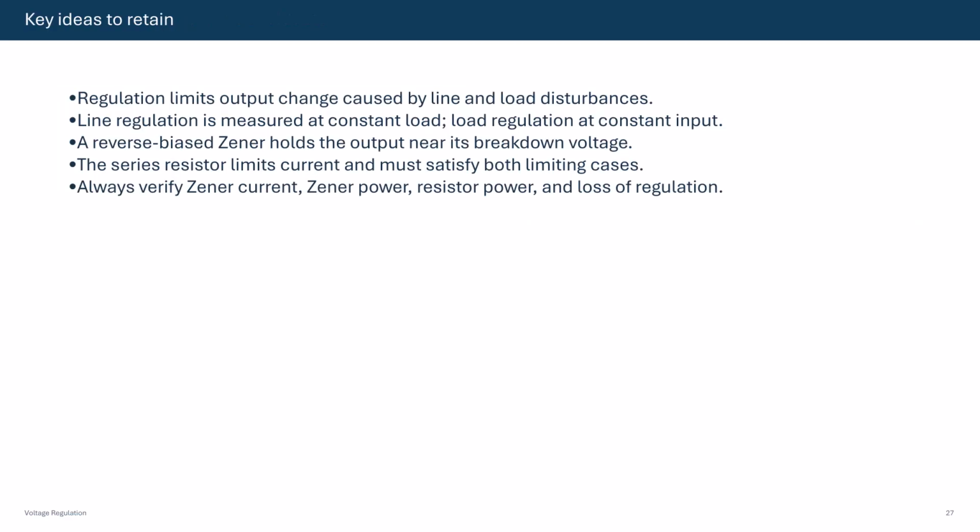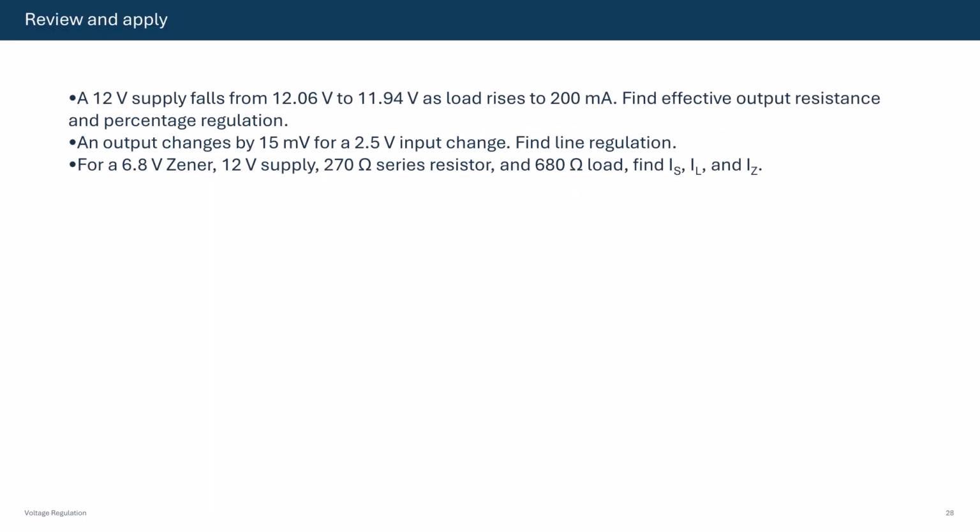The central ideas are these. Regulation limits output change. Line and load tests isolate different disturbances. A reverse-biased Zener can hold the output near its breakdown voltage. The series resistor both supplies the load and limits Zener current. A valid design checks low input with high load, high input with light load, and the power dissipation of every stressed component. Use these questions to check your understanding.